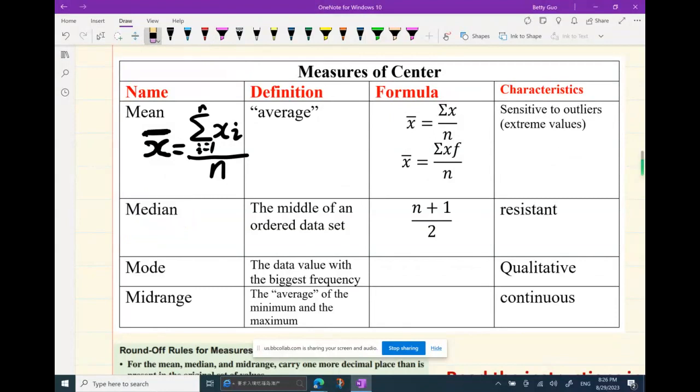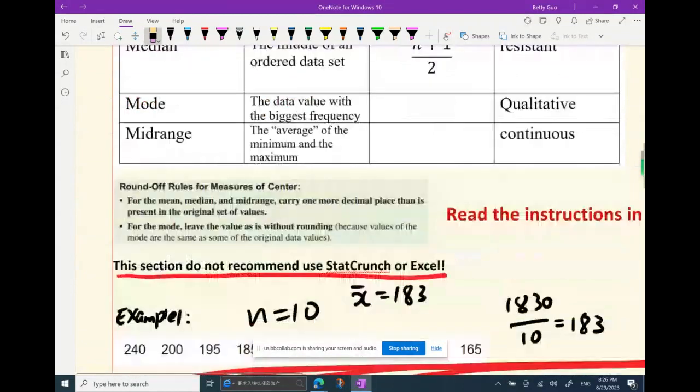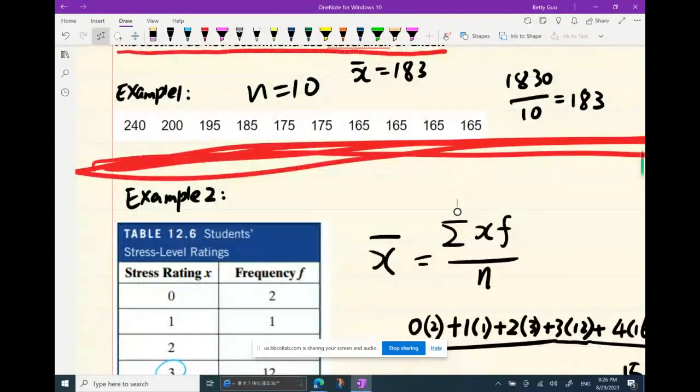What's the definition of median? Median is the middle of an ordered data set. Let me show you an example, and right away you would know how to find the median.